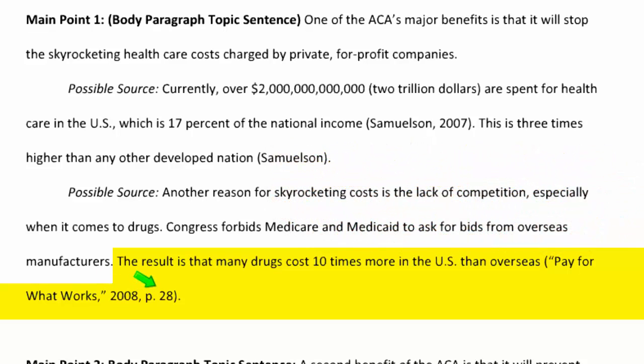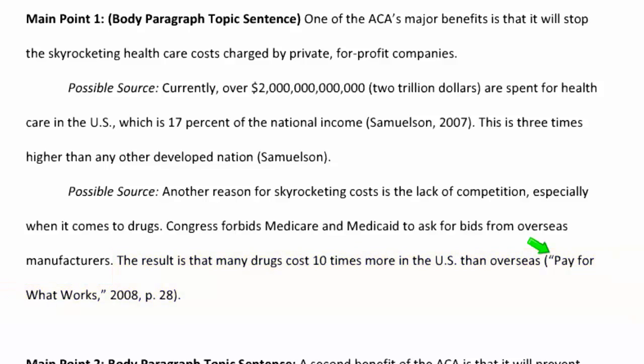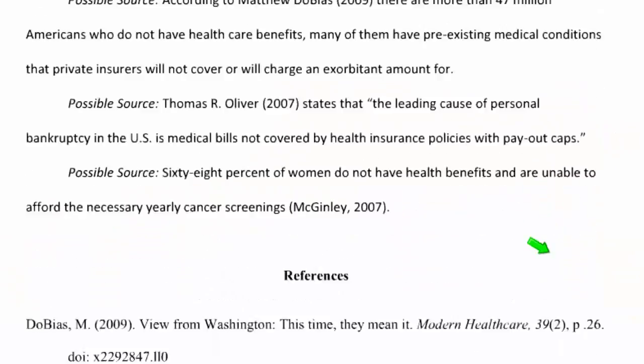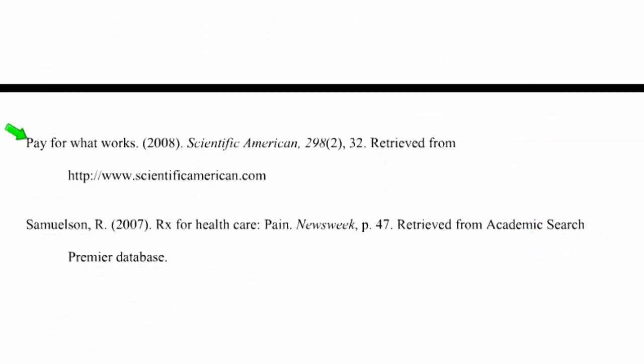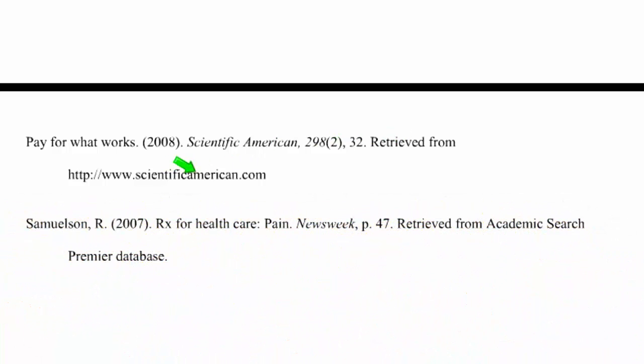And again, that source didn't have an author, so that's why we used the title of the source in this abbreviated in-text citation. It refers to the full citation in your references list. Here it is. Pay for what works. Again, if you don't have an author, you begin with the title, period, year of publication, period, title of the publication, book, magazine, or journal that it was found in, italicized, volume, italicized, issue number, page number, and retrieval information. Notice that the retrieval information mentions a website. Again, we're going to get to that in just a moment.